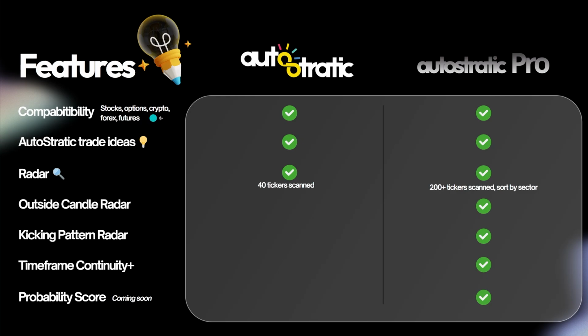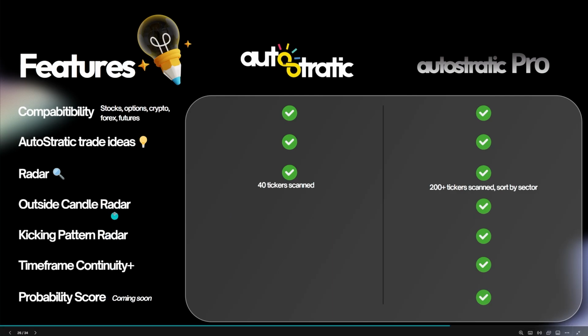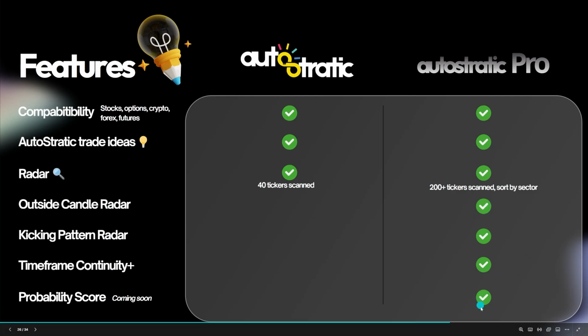We can demonstrate that if necessary. Both have AutoStratic trade ideas. Okay, that's along with the options contract generation, the auto-generated options contracts. Both of those have that, so no need to worry. Okay, if you have a standard edition right now. On the radar, as we compared, AutoStratic Pro has 5 times the amount of the standard edition. Okay. And then all of these extra tools down here below the radar are only included in AutoStratic Pro. So probability score, that is currently in development, and that will be coming soon.